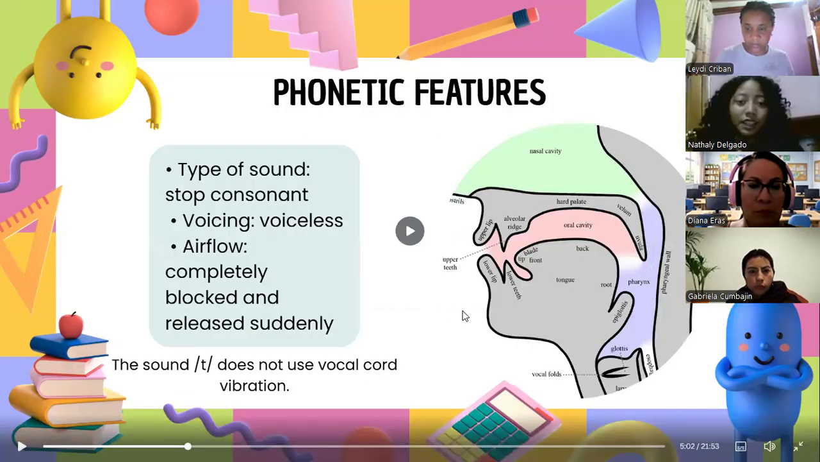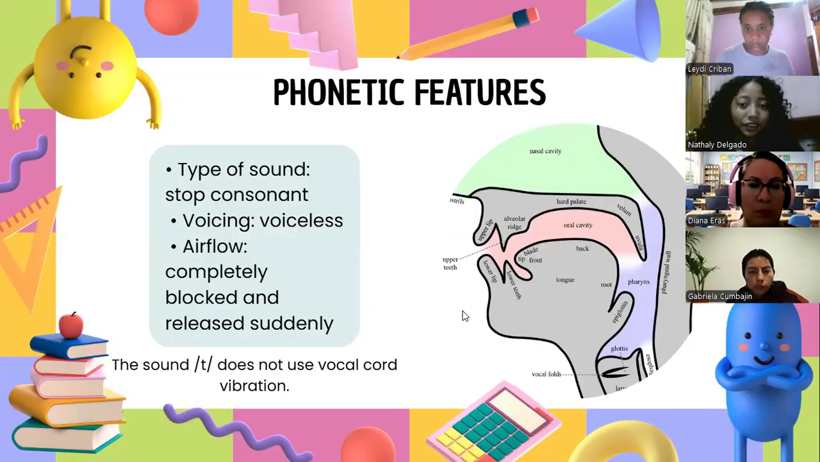Phonetic features. The sound T is a stop consonant. It's voiceless, which means the vocal cords do not vibrate. The airflow is blocked and then released suddenly. Next.